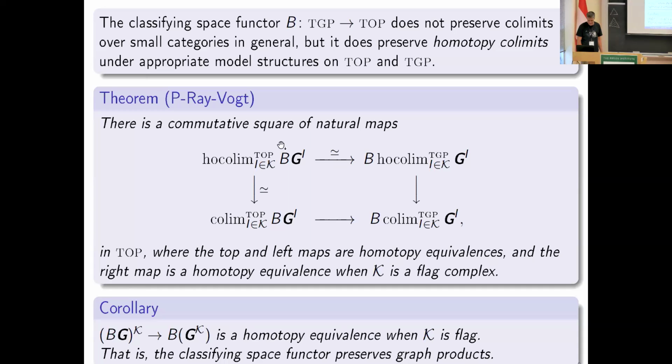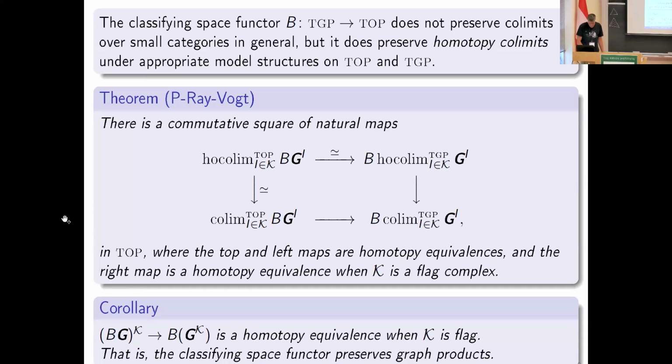But this one is a homotopy equivalence. That's something to prove here, and it subsumes the discrete case, where G can be a discrete group, and that somehow subsumes several known examples of when the graph product is a spherical space for a flag complex. So that's included, and it works for topological groups as well.